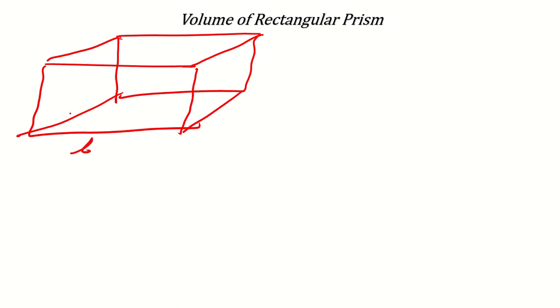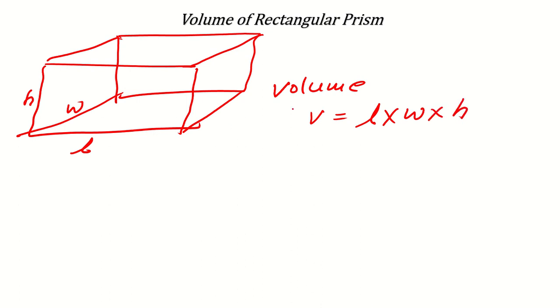So this is length, this is width, and this is height. Okay, so what will be the volume of a rectangular prism? Volume V is equal to length multiply width multiply height. So what you can see here, now you have four variables. Yes, V, L, W, H.